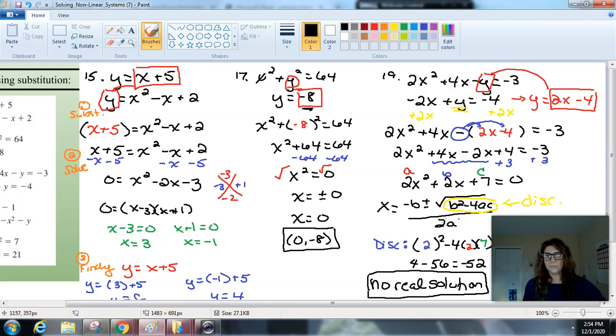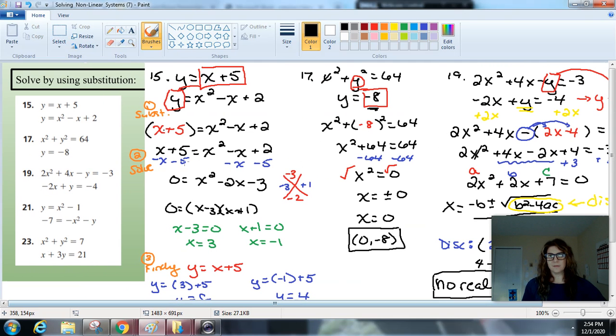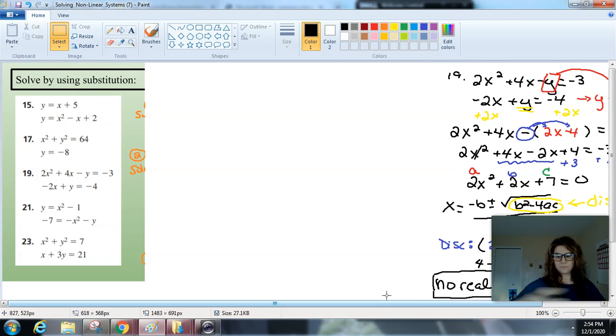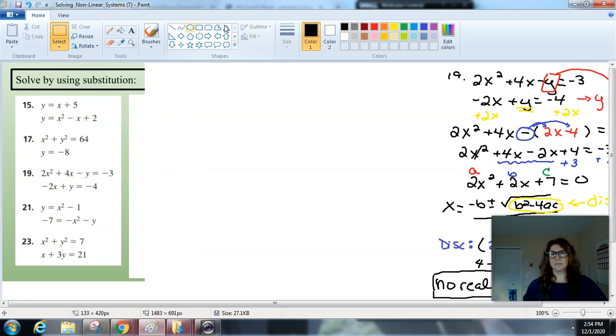Okay. Let's go back over here. Clear out 15. I'm going to clear out 17 also. All right, so let's take a look at number 21. So 21, it's already set up.